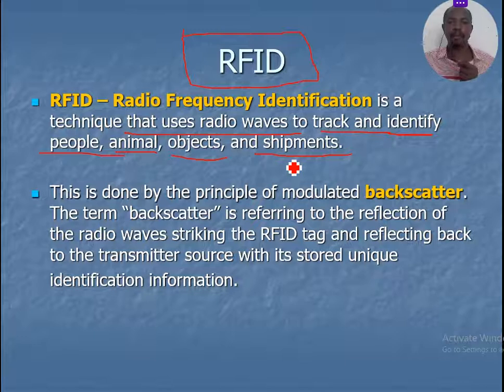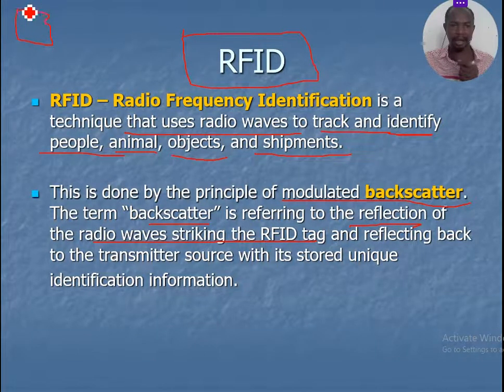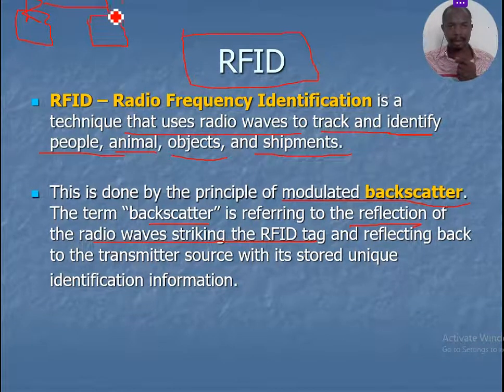Now, this is done by the principle of what we call modulated backscatter. We're going to talk about what the meaning of backscatter is. The term backscatter refers to the reflection of a radio wave striking the RFID tag. In the RFID configuration, we have a reader. Let me use an arrow as a reader, and then we have another one called the tag. Let's use T. When the reader transmits to the tag, the message will be reflected back to the reader.